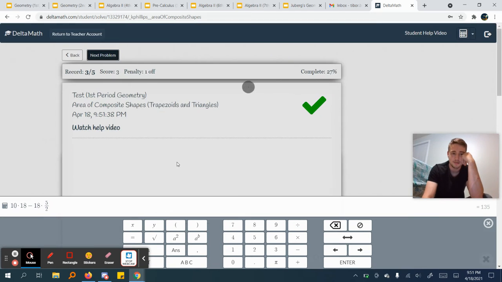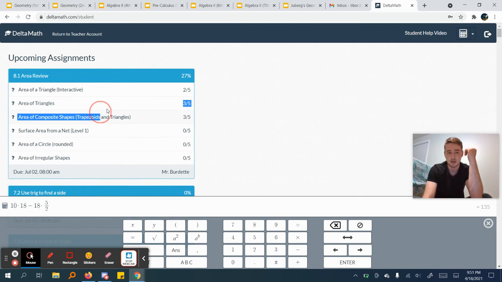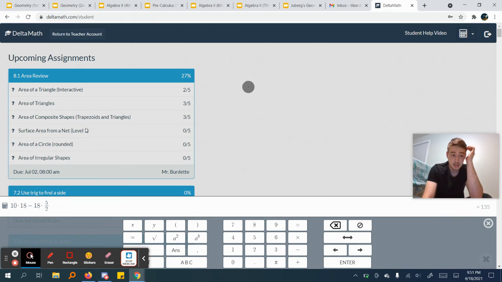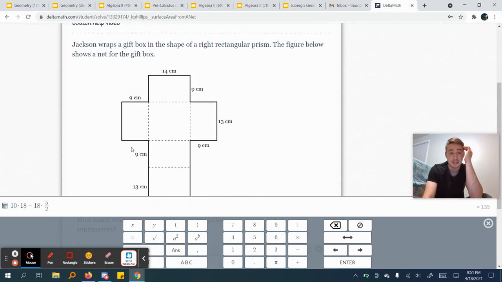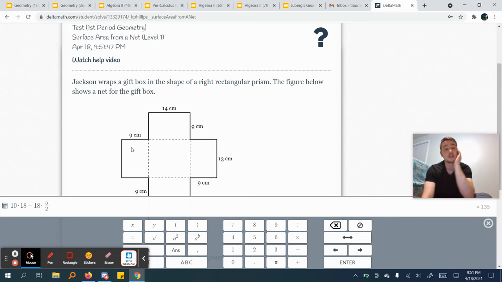Let's plug that in. Basically, as long as you can break it into triangles and rectangles and know what to do with those, you're going to be A-okay. Let's do surface area from a net. Let's see how that works.